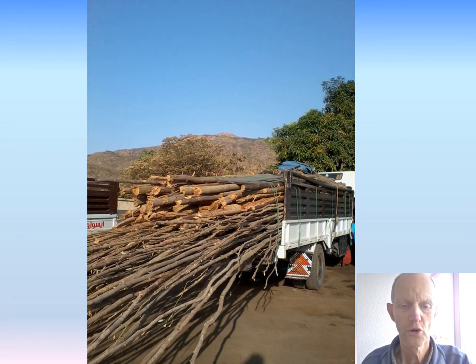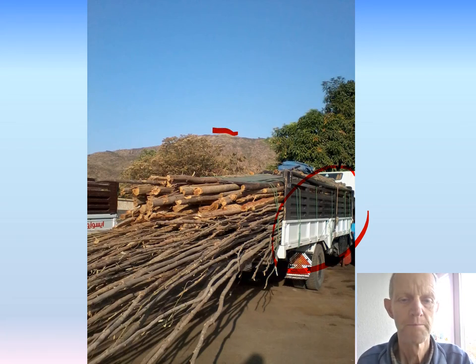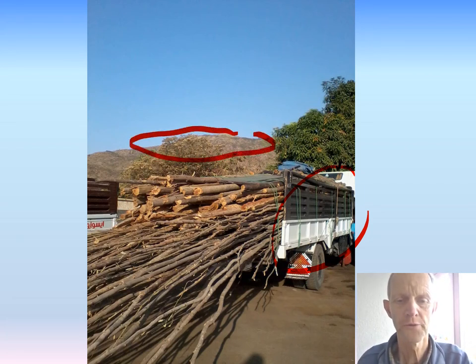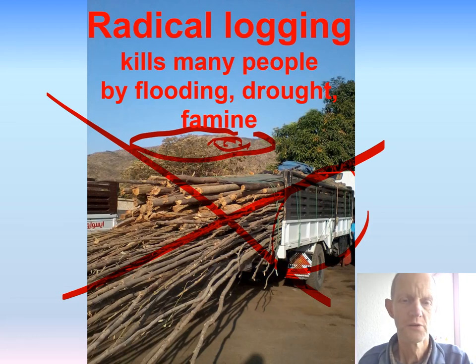Of course, we have the illegal logging. This is a picture I have taken in Ethiopia. And as you see, this is a nice truck, so it's not the poor people only that do this. It's mafia structures that are just clear cutting the forests, leaving dead areas, and of course there is no more water regeneration in such places. So this must stop. This is unacceptable, and it kills many people by creating floodings, droughts and famine. So this is a major crime. It's not just stealing woods, it's a major crime.